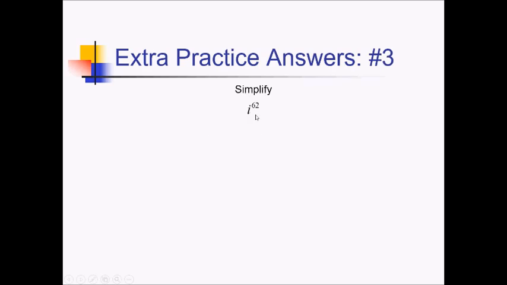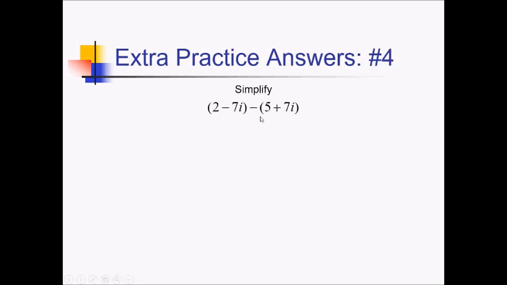To simplify i to the 62, we need to figure out where in the cycle of 4 62 is. So if I divide 62 by 4, I get a remainder of 2. And that tells me that this is really equivalent to i to the second power, i squared. And i squared is negative 1.